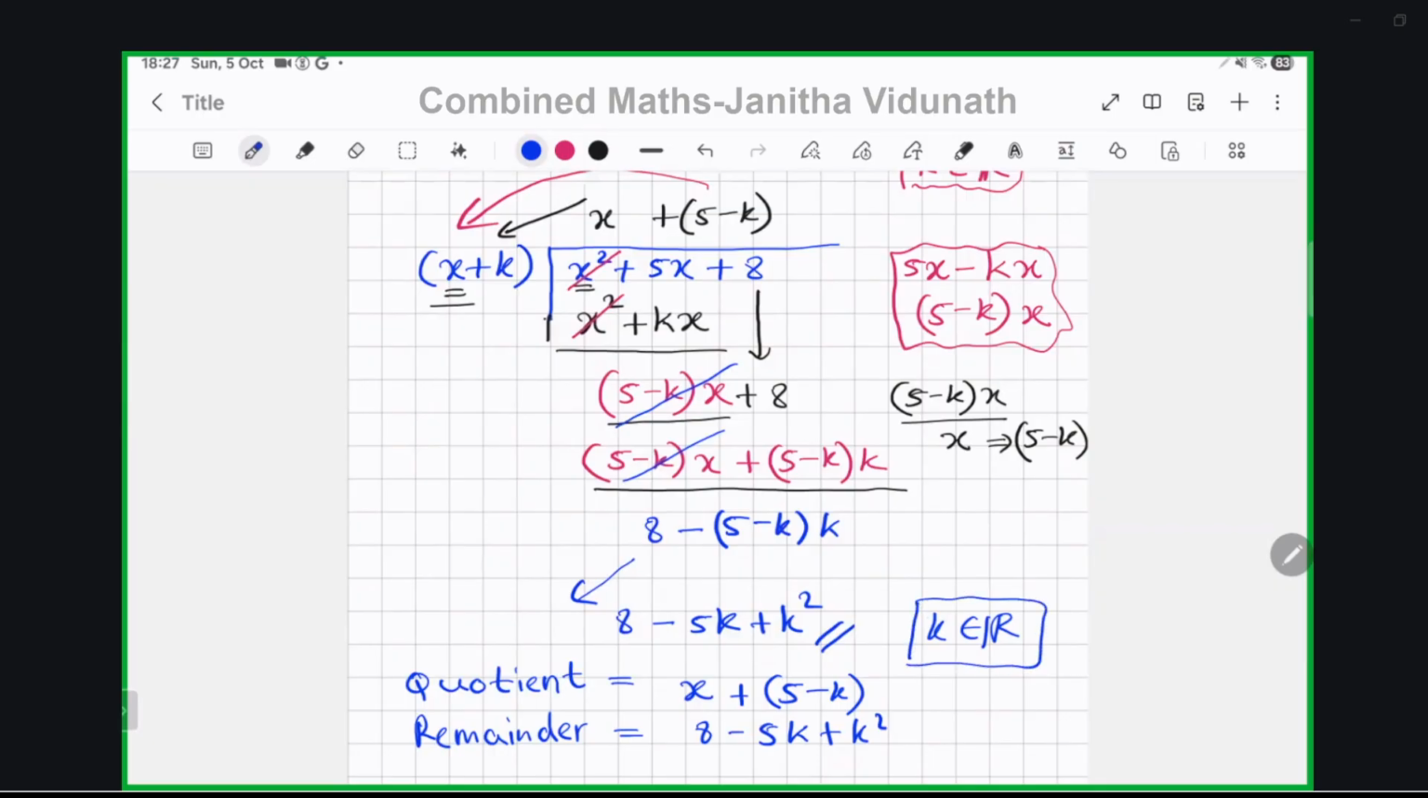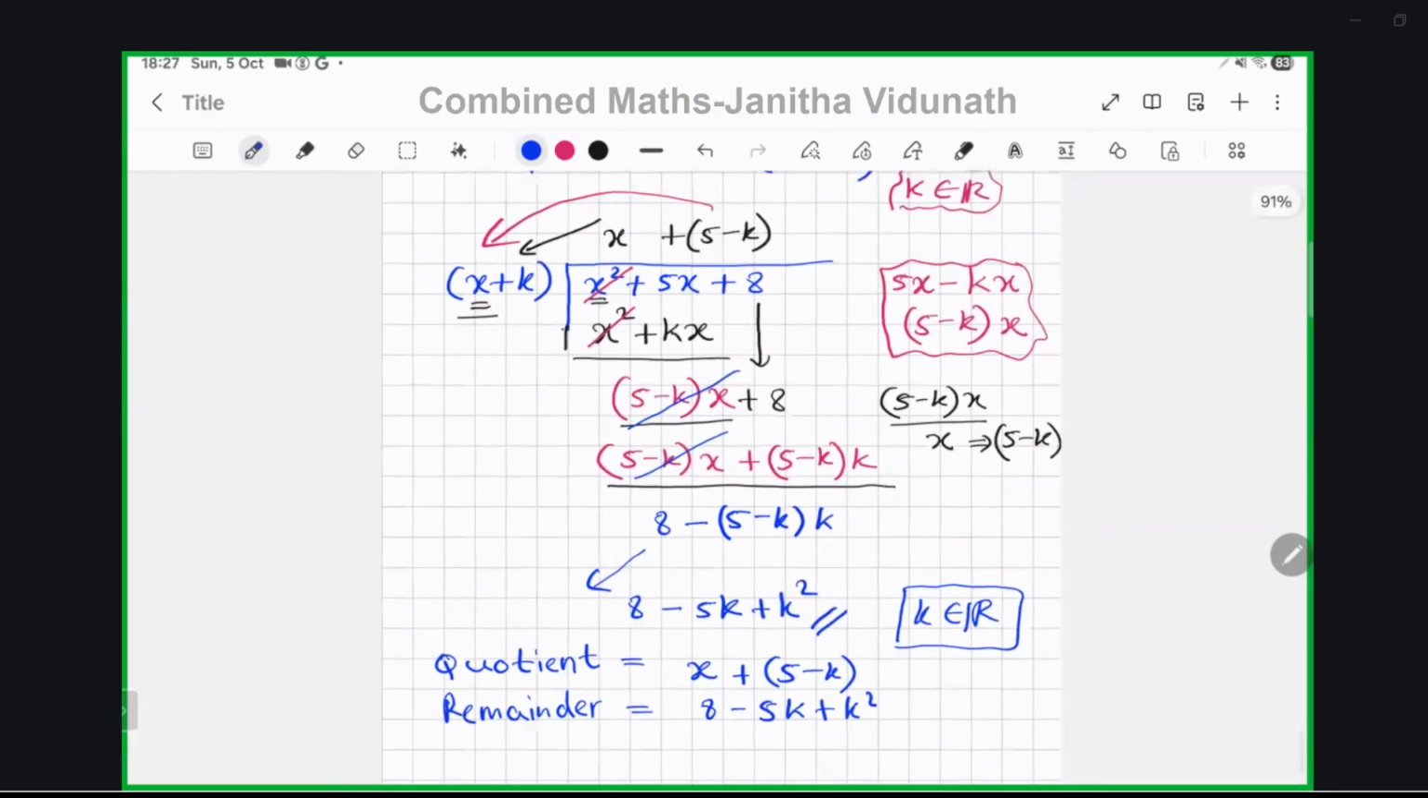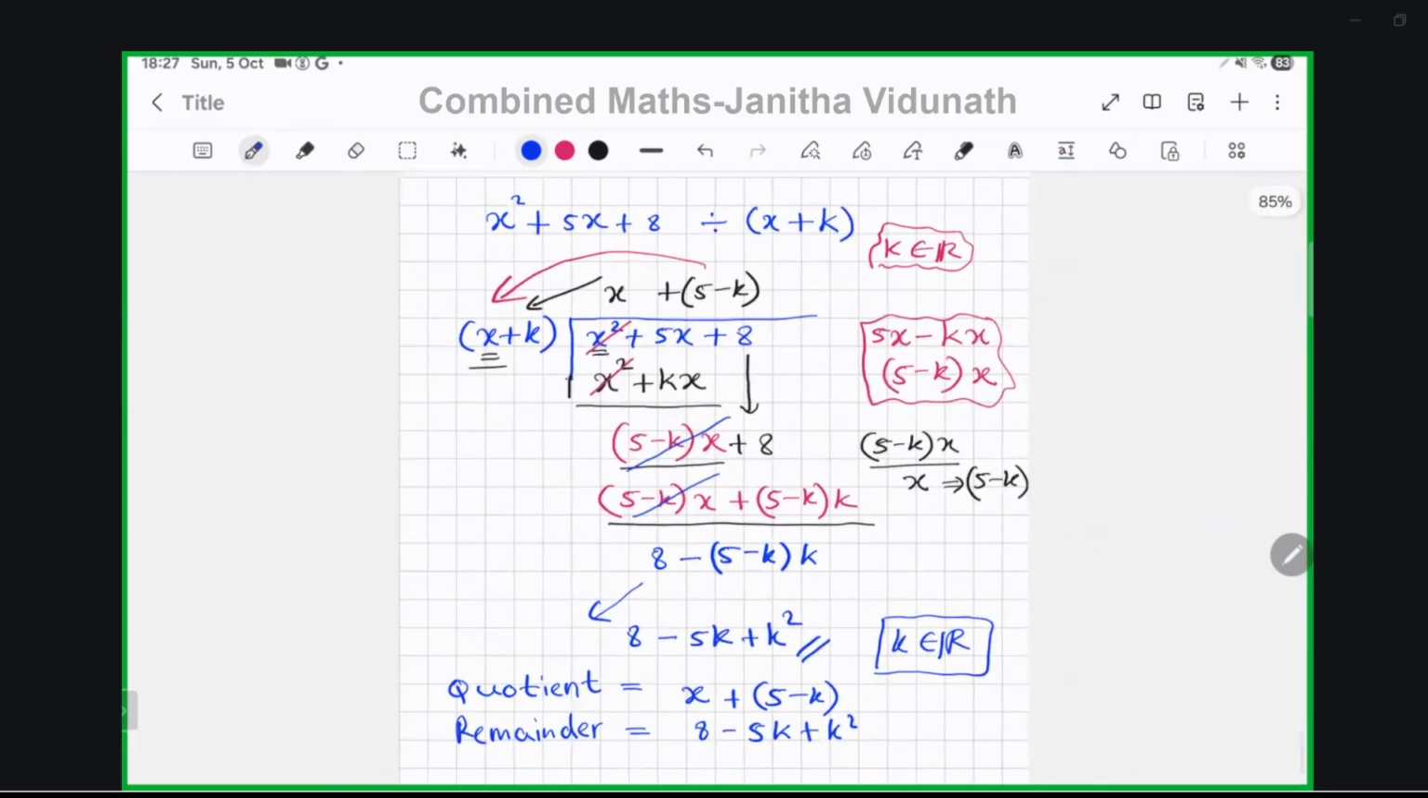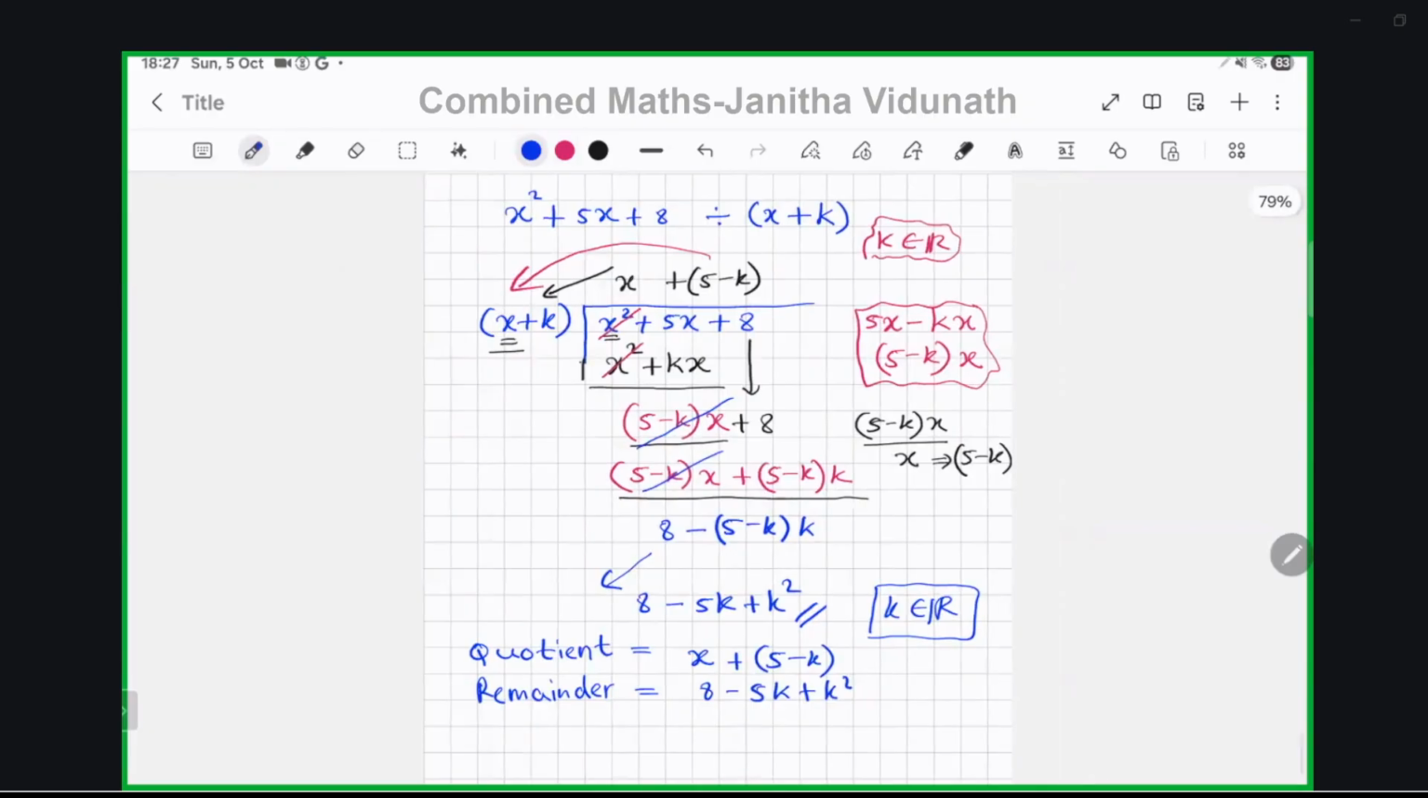We do the same kind of operation by thinking k is a real number. All the operations remain very much the same as the previous examples. Okay, first write down this example.